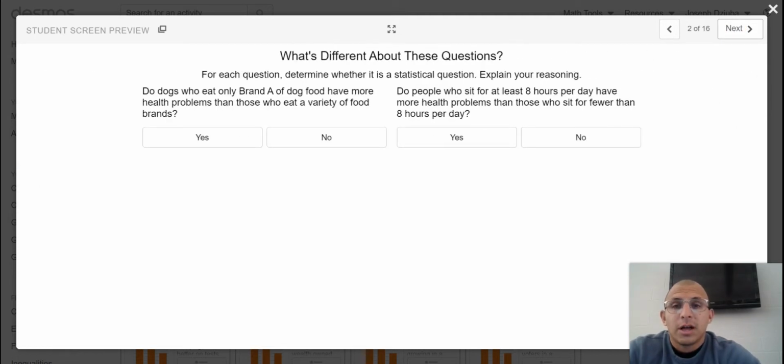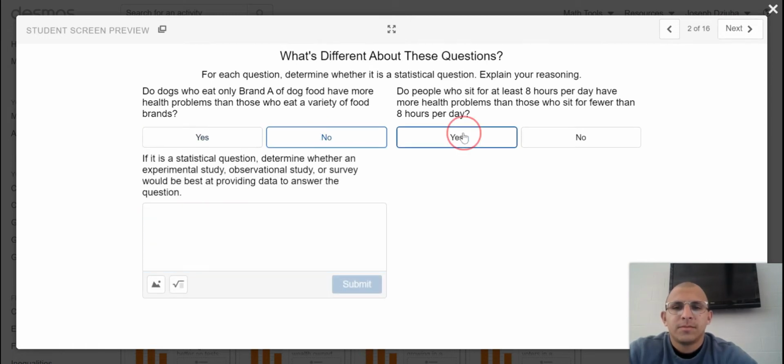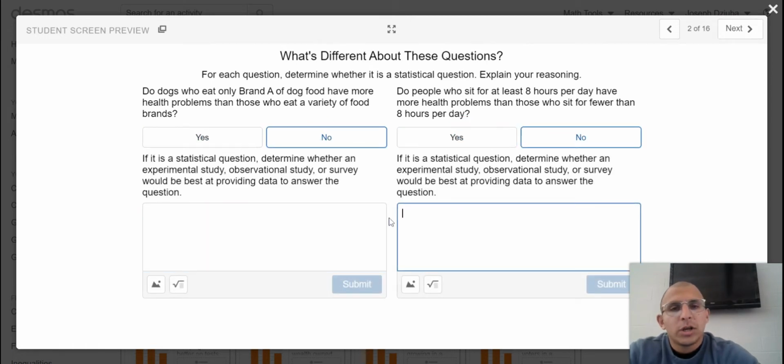In this intro slide, we have two different questions, and we are tasked with determining whether or not they are statistical by nature. Right? If the question is in fact a statistical question, determine whether an experimental study, an observational study, or a survey would be best at providing data to answer the question.